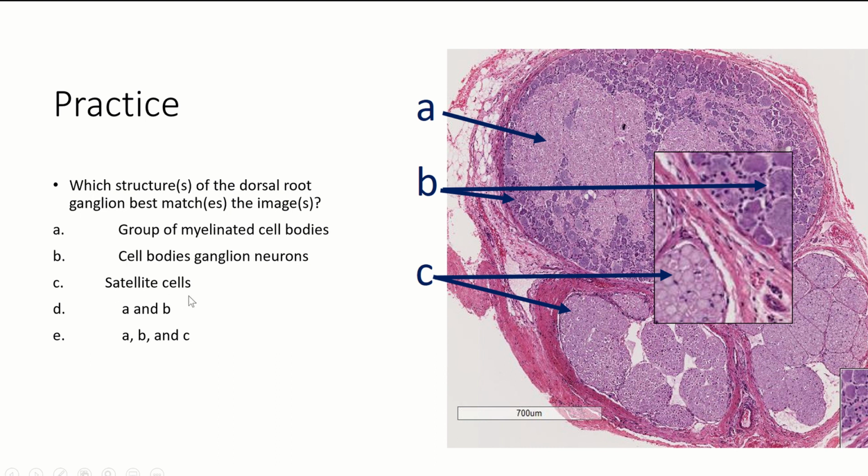And then C, it's saying satellite cells. So if we look here at the zoom in, so this is a bunch of axons, right? Axons. And so remember we said the supportive cells of axons are going to be the Schwann cells, right? And remember we said the supportive cells of the cell bodies would be the satellite cells. So there are not going to be any satellite cells here where there are a bunch of axons. They would be in here. So that one does not match. So it would only be B.